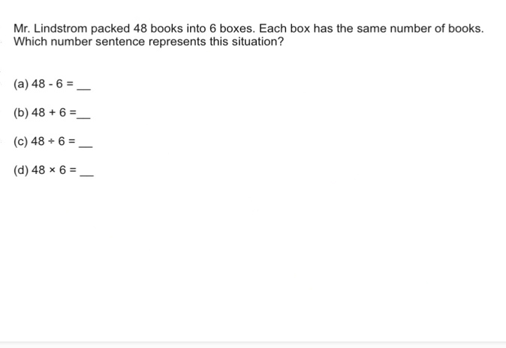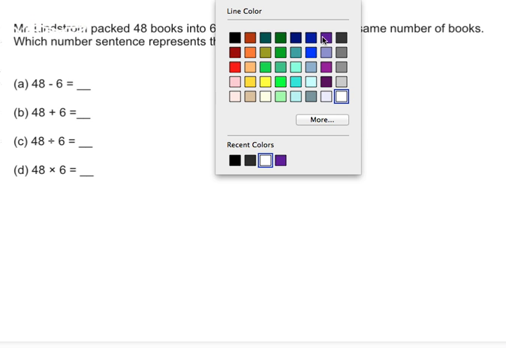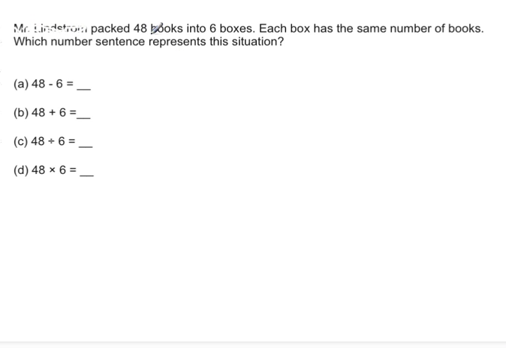Here's our first problem. Mr. Lindstrom packed 48 books into 6 boxes. Each box has the same number of books. Which number sentence represents this situation? So what we need to do is look at what information we know. Do we care that the guy's name is Mr. Lindstrom? Not really. That doesn't really matter. So we can kind of cross that out. But what we do need to know is that there are 48 books and there's 6 boxes.